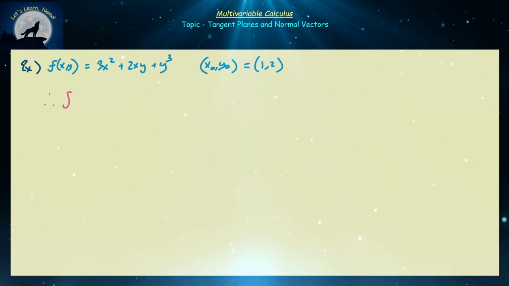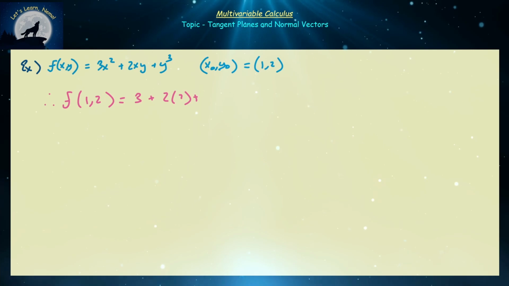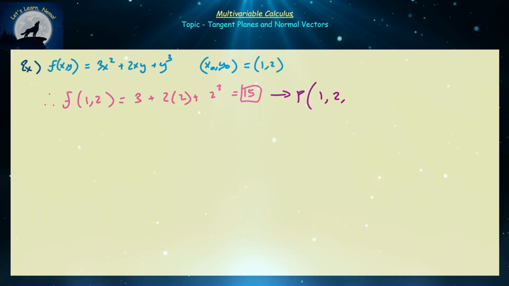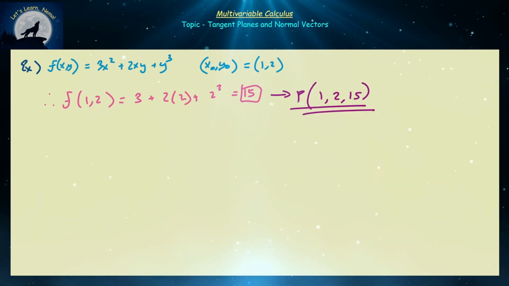So if we input 1 and 2, we're going to have 3 times 1 squared, and then plus 2 times 1 times 2, and then we're going to have 2 cubed. So we're going to have 3 plus 4 plus 8, and that's going to give us 15. So that's the associated z0 value. So that means the point of our interest is going to be equal to (1, 2, 15). Now we need to construct the partial derivatives fx and fy at this particular point (1, 2).